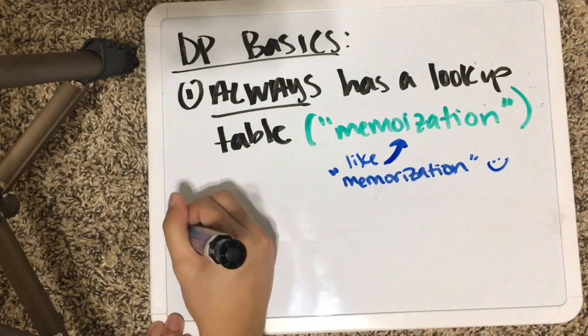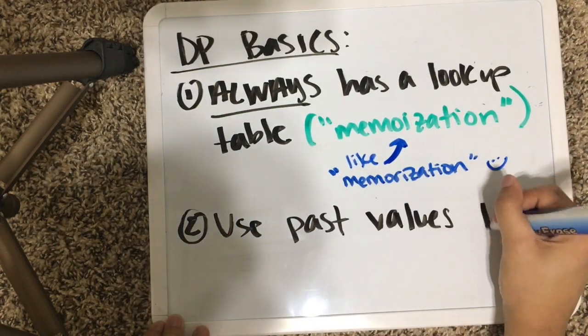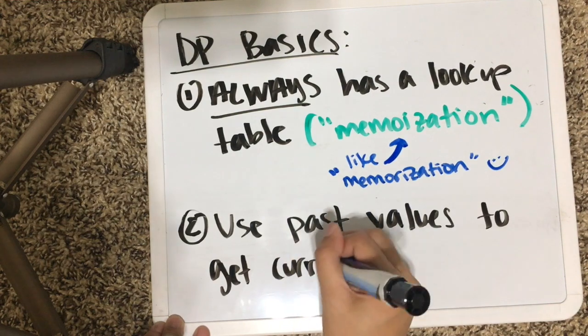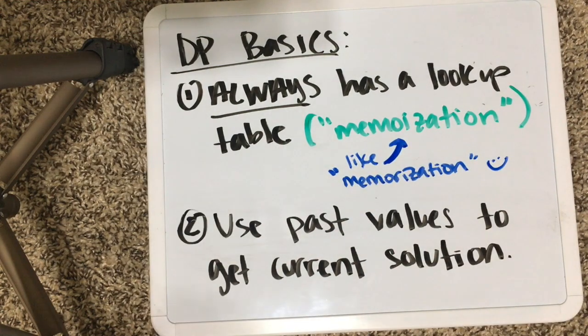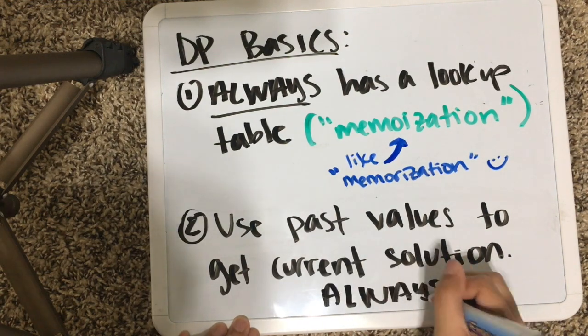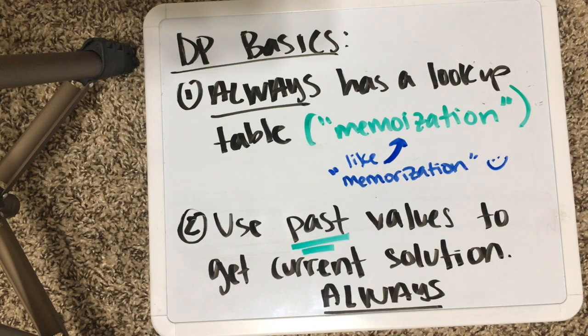The second thing that we want to remember about dynamic programming is that we always use our past solutions to get our current solution. That's the whole reason we have the table. We store our past solutions and we use them to get the current solution. Always.